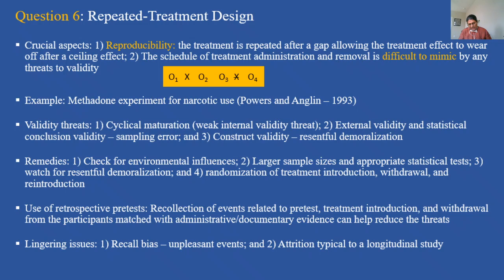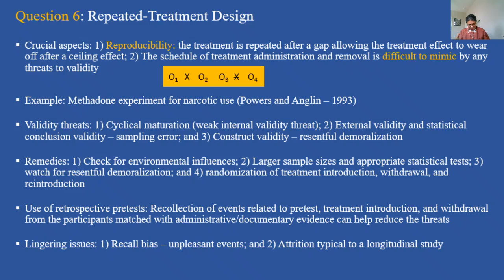How can we reduce such validity threats using retrospective pretests? Now, Powers and Anglin, in their experiment of methadone for narcotic use elimination, used this retrospective pretest element of the design by seeking memory-based recollection from the participants of their experiences pre-treatment, during treatment, and post-treatment. So these recollections, coupled with administrative records, can help reduce the validity threats that we discussed earlier.